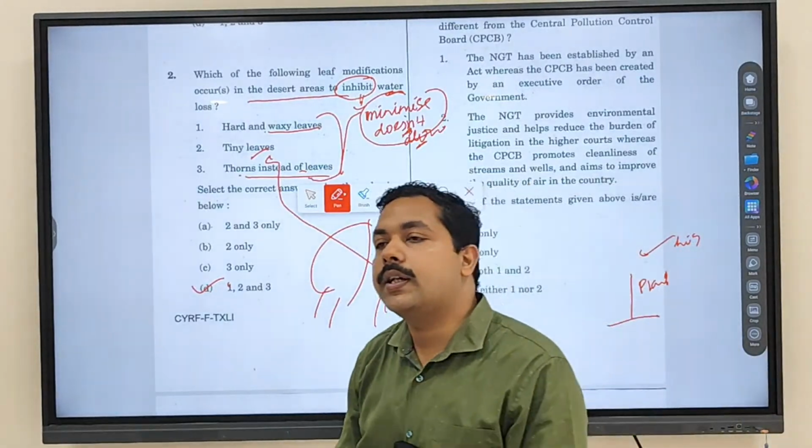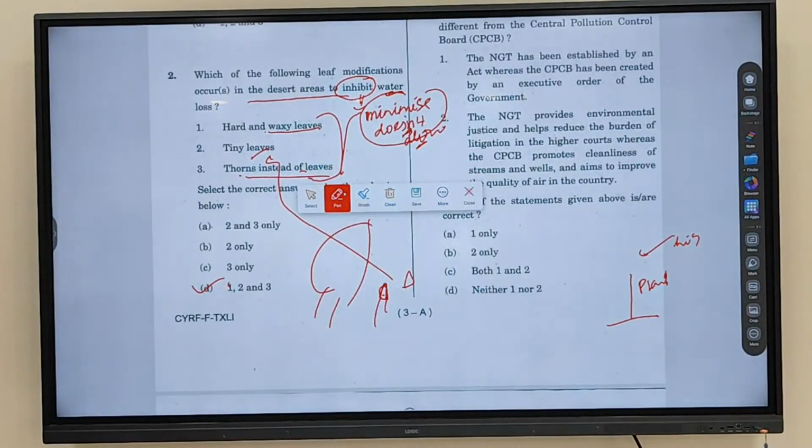Clear? When no leaves are there, how does photosynthesis take place? Because you know that leaves are the ones preparing food. Photosynthesis happens because of the presence of chlorophyll. So if the plant does not have leaves, and thorns are there instead, how will photosynthesis take place? It will take place via the stem. Some plants in the desert region photosynthesize through the stem rather than the leaves. So these are the important parts you have to keep in mind.